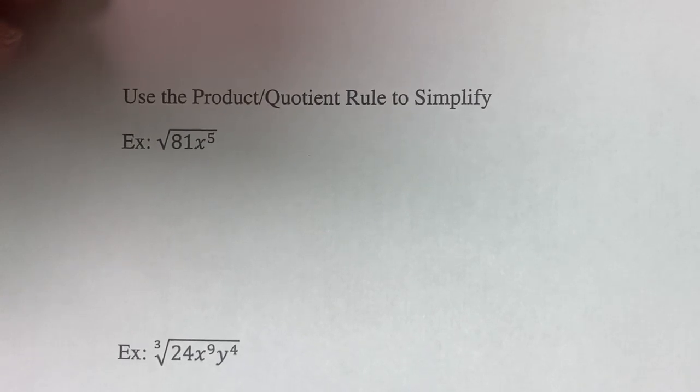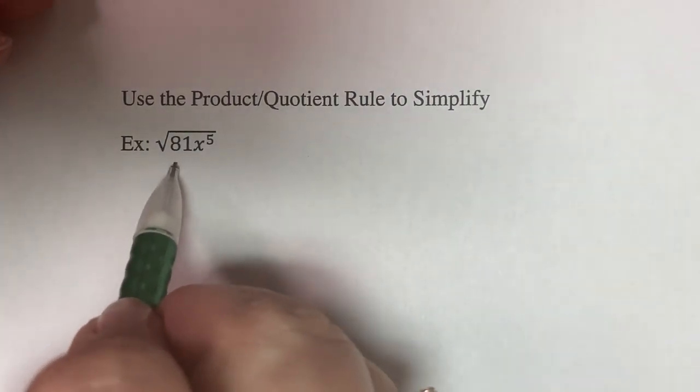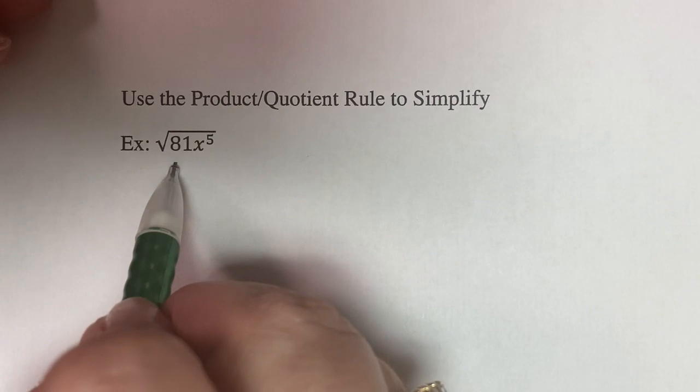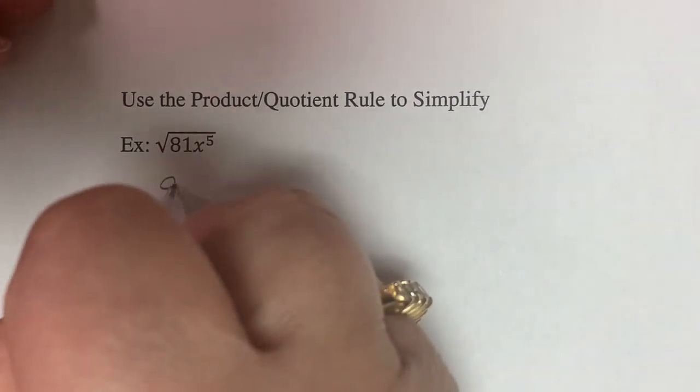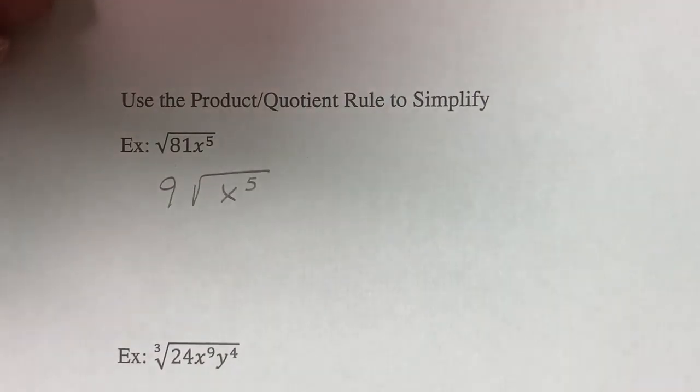All right, now let's throw some variables in there. Well, first of all, I happen to know, and you know, that the square root of 81 is 9. So I can simplify this right now into 9 and leave the square root of x to the 5th.